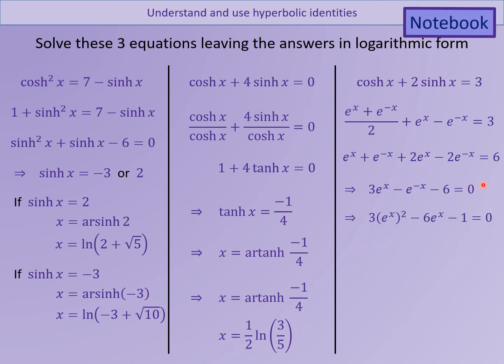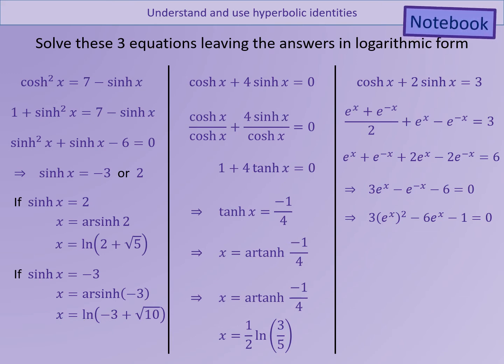Multiplying through by e to the x gives us 3(e^x)^2 - 6e^x - 1 = 0. Here, these two terms have swapped places in the simplifying process. So we're going to solve this using a quadratic equation where a is 3, b is -6, and c is -1. You may want to write this in terms of another variable like y if you find it easier. In this case, you would solve 3y^2 - 6y - 1 = 0, and then replace y with e^x afterwards.